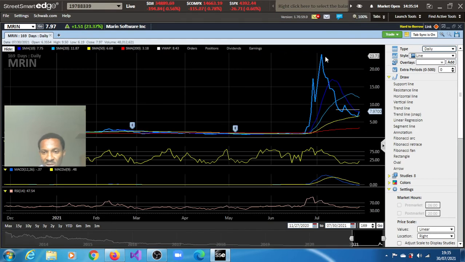The stock has also obviously been declining. Since July, it has been declining, and it's only just of late that it is trying to pick up.